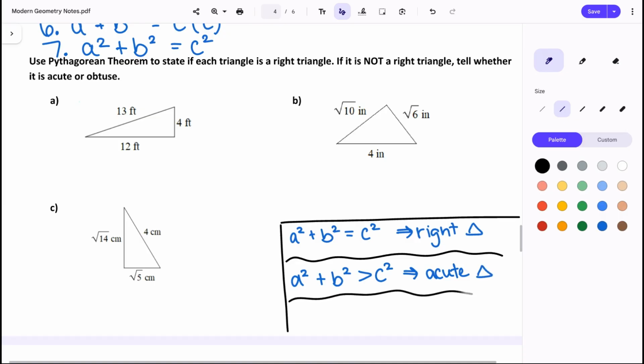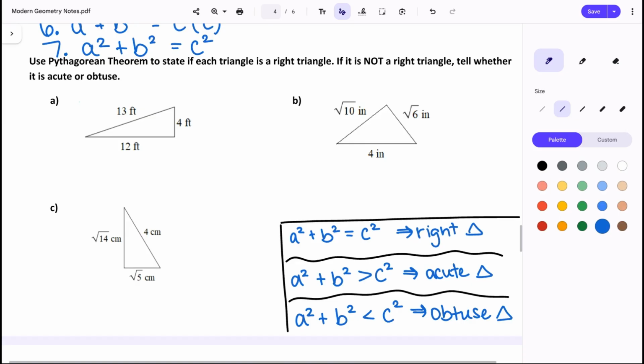So then what do you think it means if a squared plus b squared is less than c squared? Yeah, it would be obtuse. Okay? So if you think about it, if it's a right angle, then it's going to work in a squared plus b squared equals c squared. It's going to guarantee that that corner is square. Okay? It's going to make sure that there's 90 degrees.